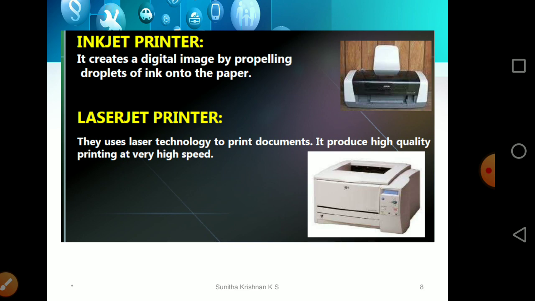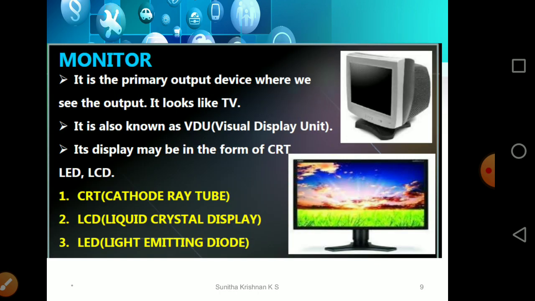And inkjet printers and laserjet printers print high quality, and all this classification is based on the way these printers work. And monitor is another primary output device which looks like a TV, and it's also known as visual display unit. You should be aware of the short forms available, because one question in the exam will come where they'll give you the short forms and ask you to write the full forms. So CRT, LCD, LEDs show the evolution of monitors. CRT stands for cathode ray tube, LCD for liquid crystal display, and LED for light emitting diodes.